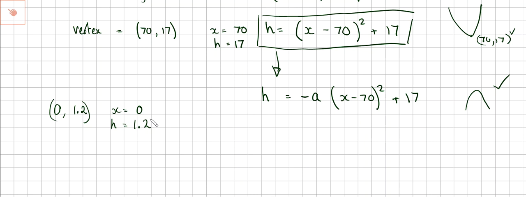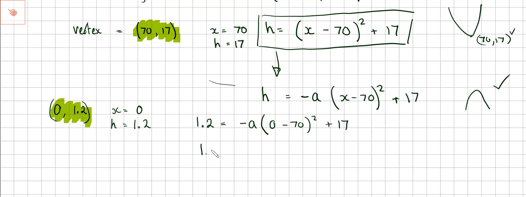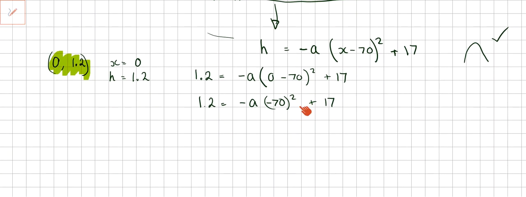So what we're going to do is we've used one of those points that we had on the graph, which was 70, 17. We are now going to use a second point, which I've chosen this one. And what I'm going to do is put these values into here. I'm now going to write it as 1.2 equals negative a times (0 minus 70) squared plus 17. What does that give me? 1.2 is negative a times negative 70 squared. 0 minus 70, negative 70 squared, plus 17. You're all with me at the moment.